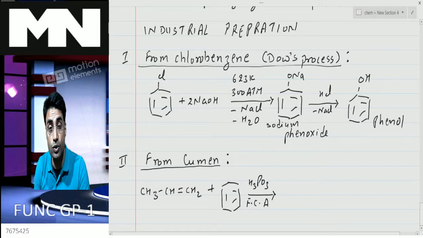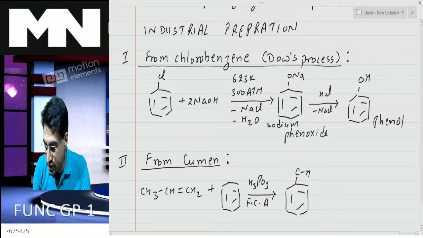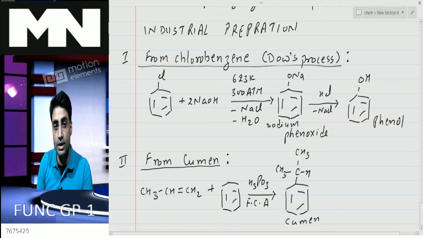This alkyl group is going to attack on the benzene ring. I will get a compound like this. That is, here I will have CH, CH3, CH3. This compound is cumene. We'll see how we are getting this compound.